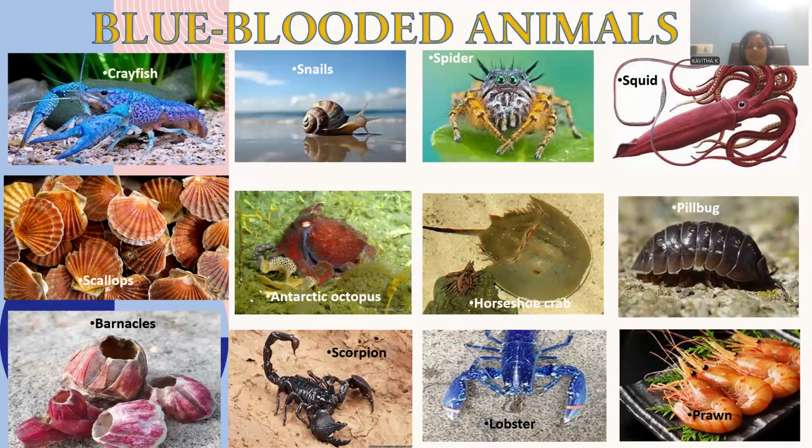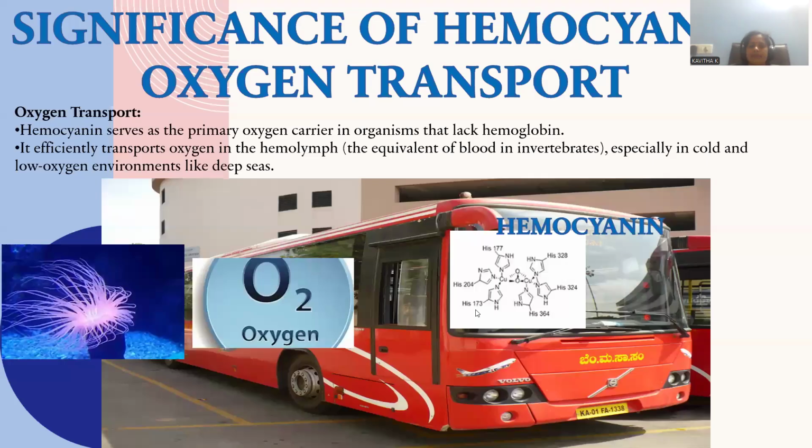And here is the lobster. Lobster is an edible species, which you can clearly observe. Again, it is an aquatic animal. And here is the prawn, everybody, which is an edible species once again. And this is also a blue-blooded animal, right? So copper is the pigment, and hemocyanin is the pigment available in their blood. So these many animals are part of the blue-blooded animals.